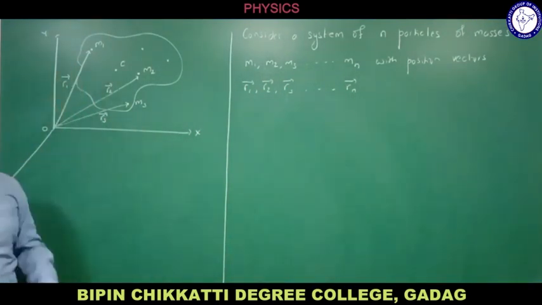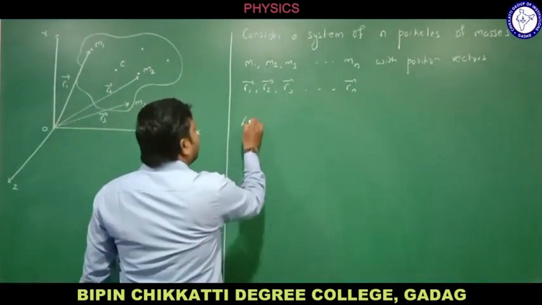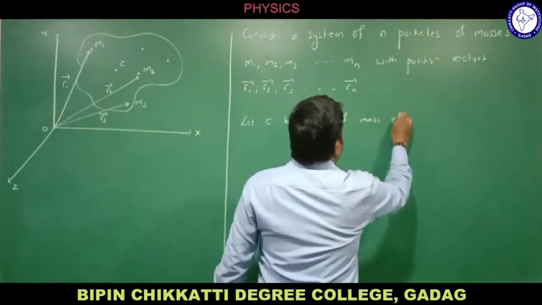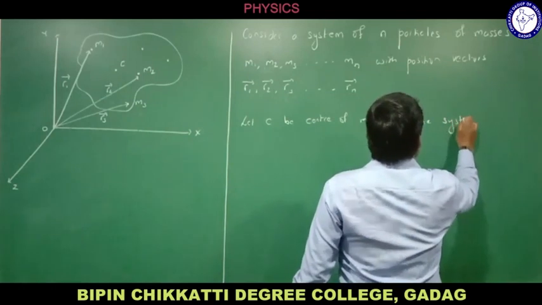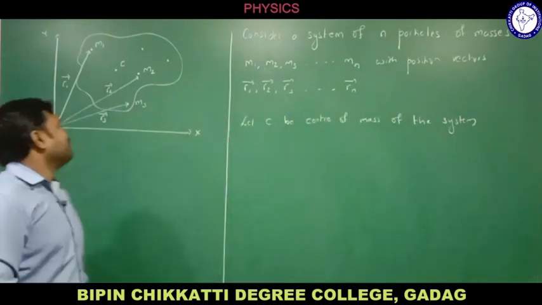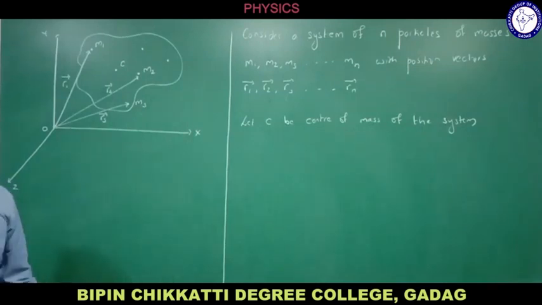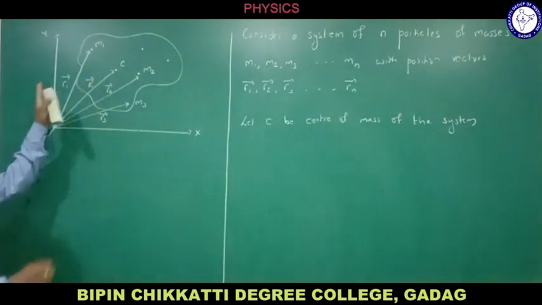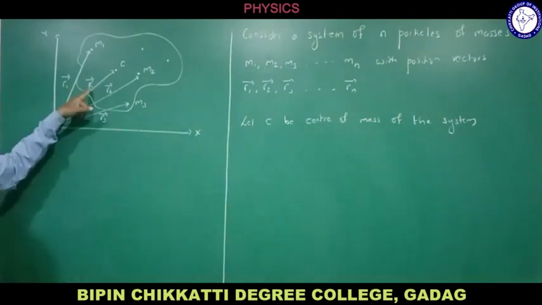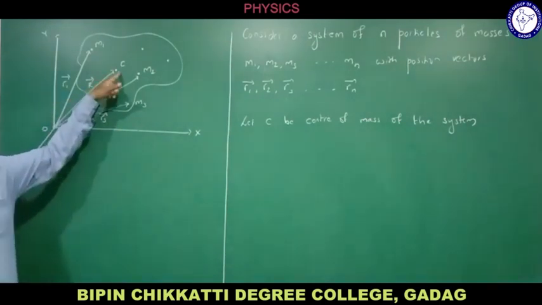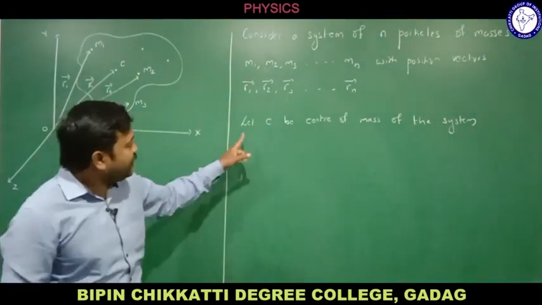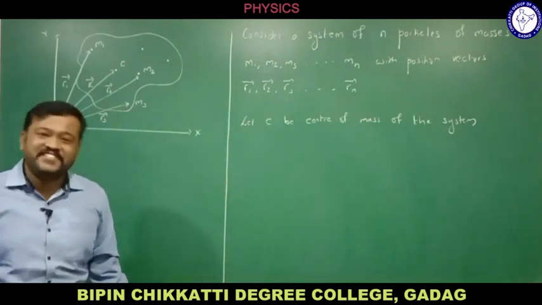Okay, what is C? C is the center of mass. Let C be the center of mass of the system. And if C is the center of mass of the system, let me draw its position here. This is called the position vector. Let me denote it by capital R vector, to differentiate it from the other particles. This is the position vector of the center of mass. We know center of mass is a point.